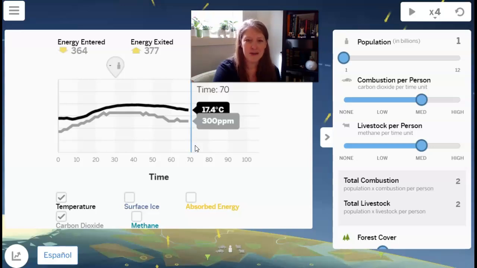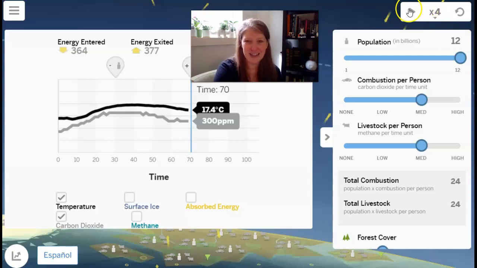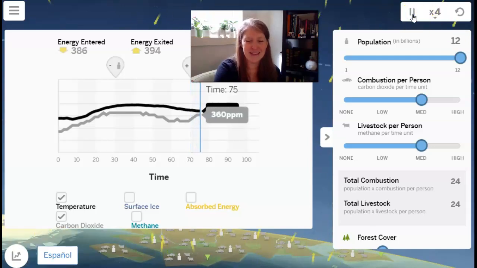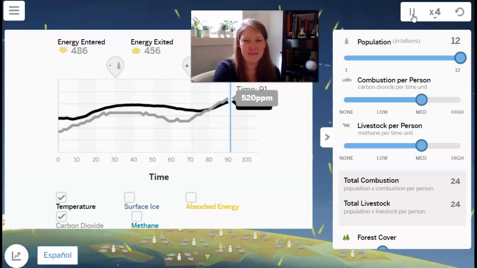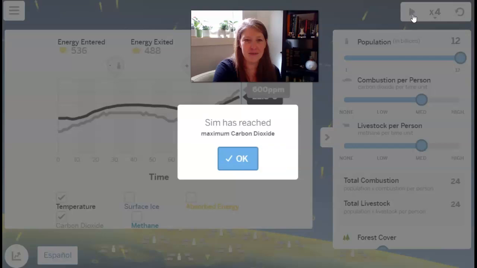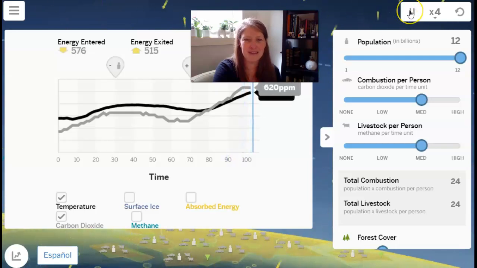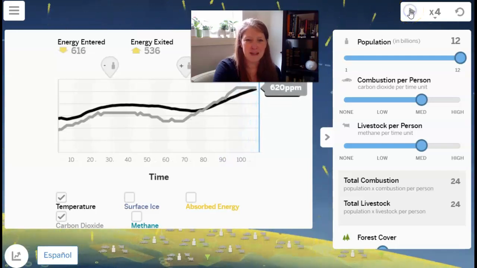Okay, so what happens now if I increase the population all the way up to 12 billion? And if you already explored this, then you're going to already know, but let's just look at this together to see if you had the same findings. And so, oh yeah, you can see that it reached its maximum carbon dioxide. So let's see what happens now. So I'm going to pause that. I think that's about 90 seconds was back here. So I let it run a little longer.